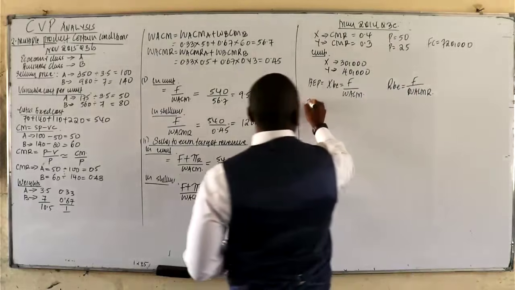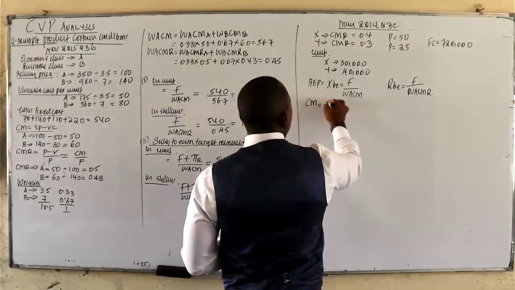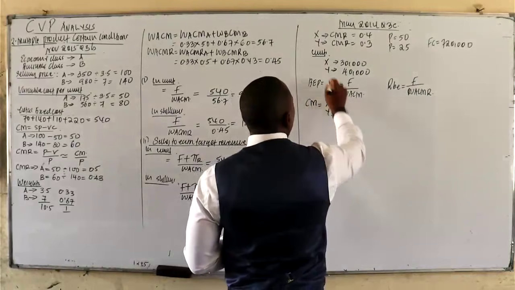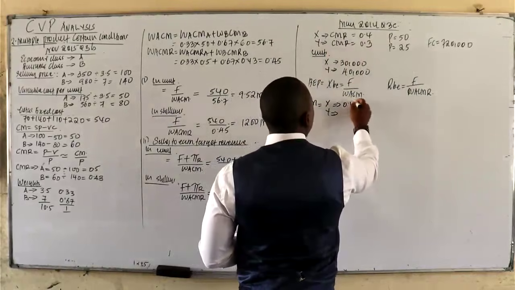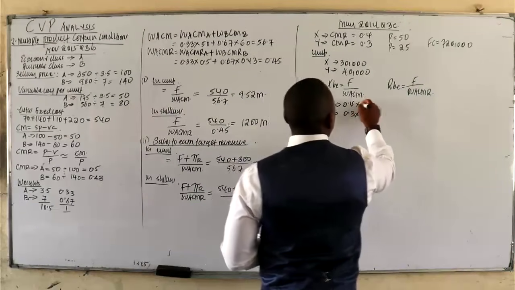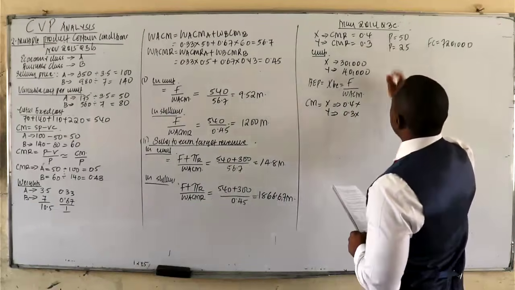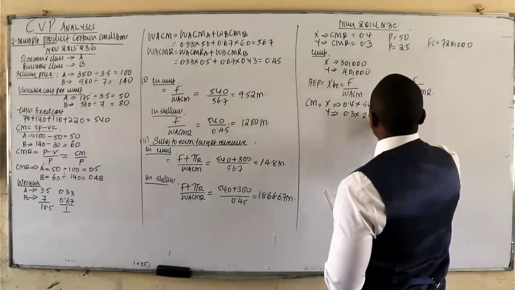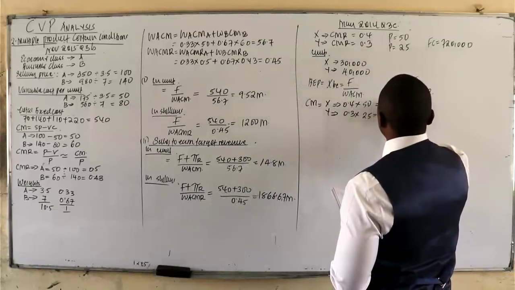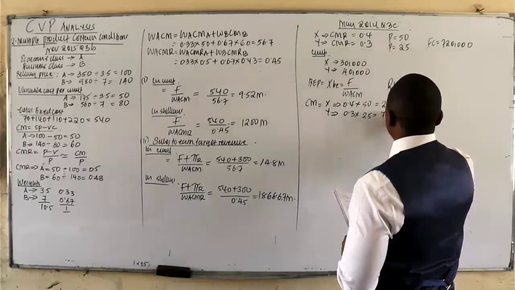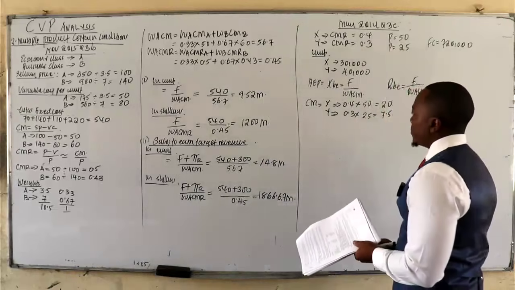So to get the contribution margin for X and Y, we have the contribution margin ratio is 0.4. This is 0.3, and we have the selling price. So you multiply by 50, you multiply by 25. That means it's 20, and here you have 7.5. That's how we get the contribution margin.